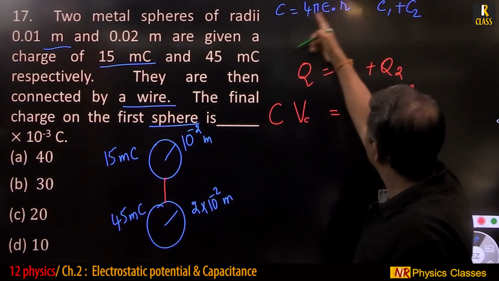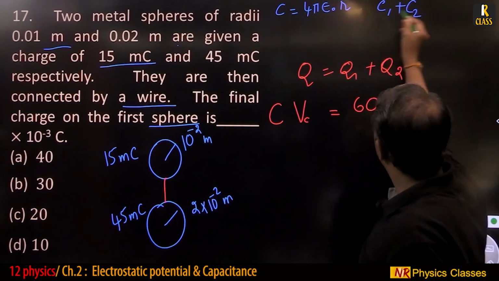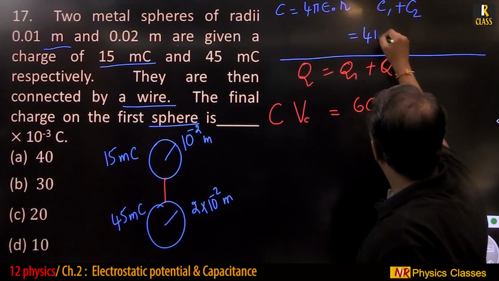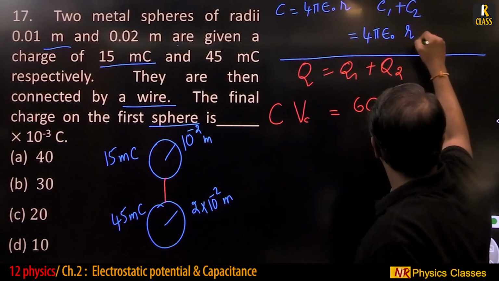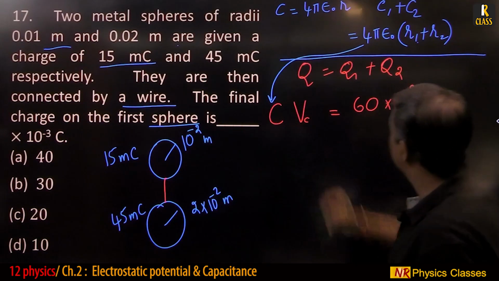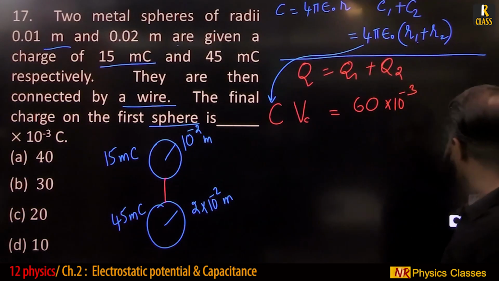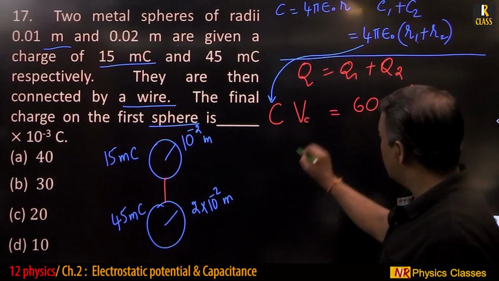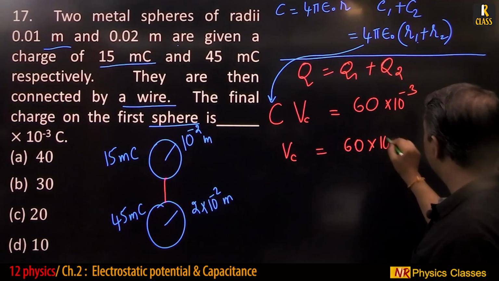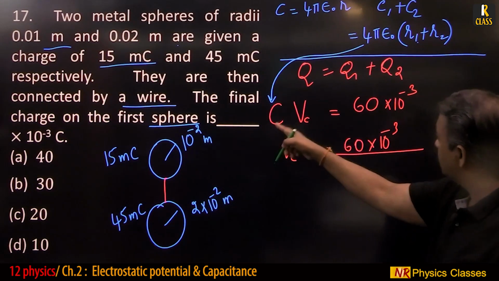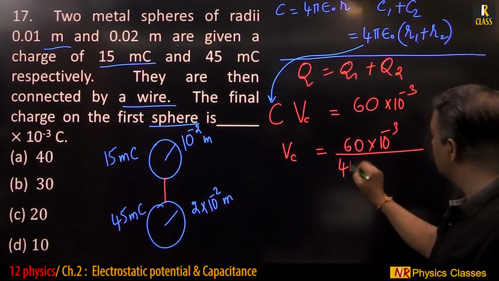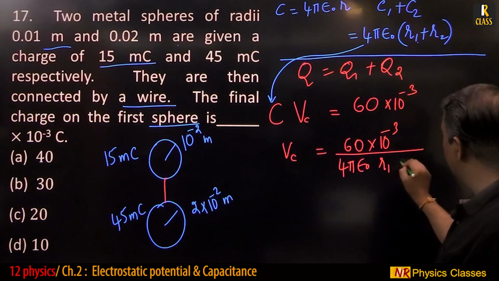But C is a constant times R. Therefore C1 plus C2 is 4 pi epsilon naught into R1 plus R2. So this is actually 4 pi epsilon naught R1 plus R2. Now the common potential difference equals 60 into 10 to the power of minus 3 by C. C is 4 pi epsilon naught R1 plus R2.